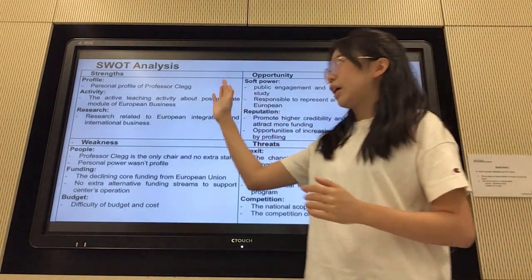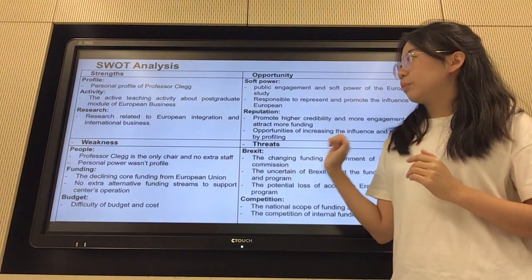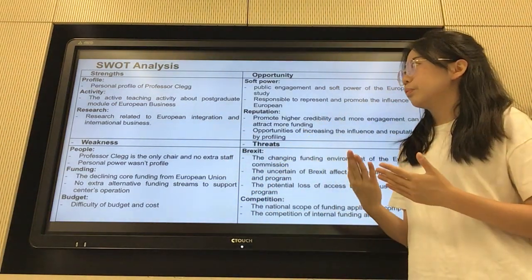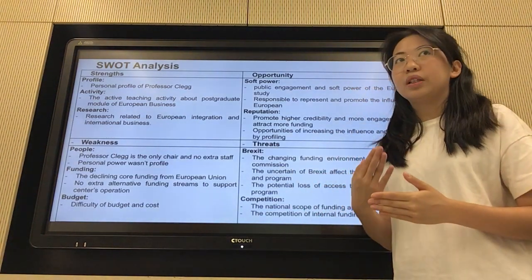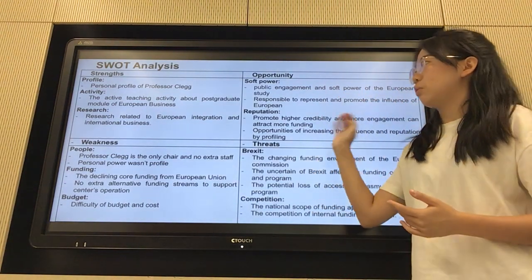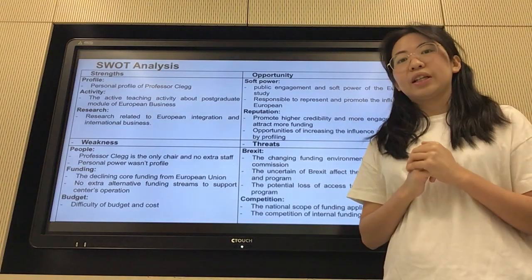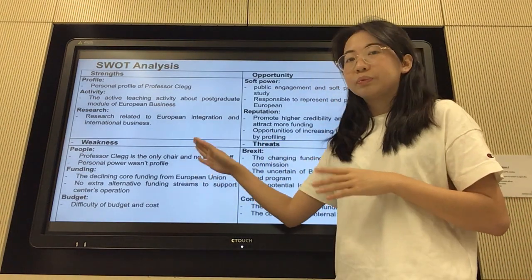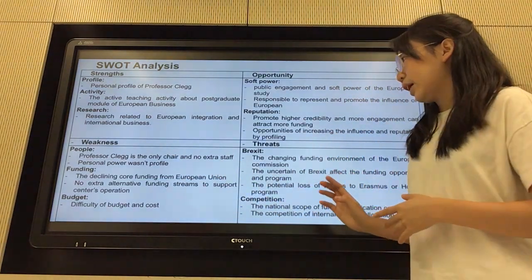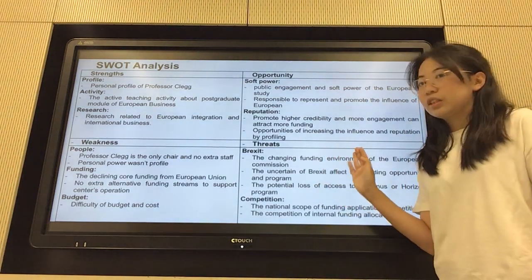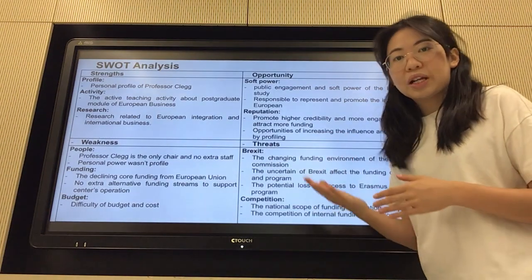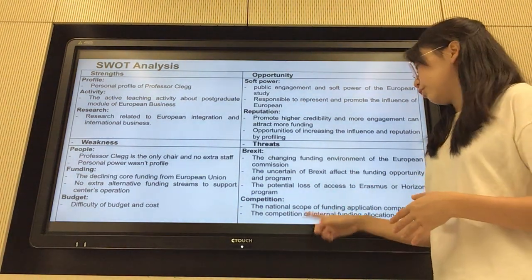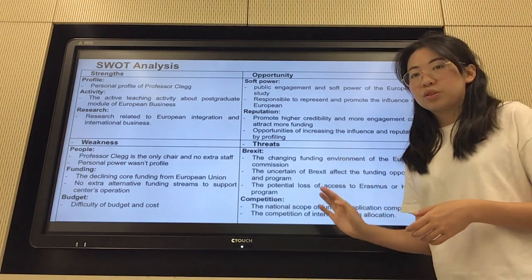I also did a SWOT analysis, including strengths and weaknesses. One of the strengths is the profile of Professor Club, who has really high expertise and knowledge of European research and influence. The soft power and reputation of the center can also raise more funding possibilities. Among the weaknesses and threats the center faces, Professor Club is the only chair in the center, and with Brexit, the relationship between the EU and UK has significantly influenced European funding, so it raised the competitiveness of funding applications for European research in the UK.